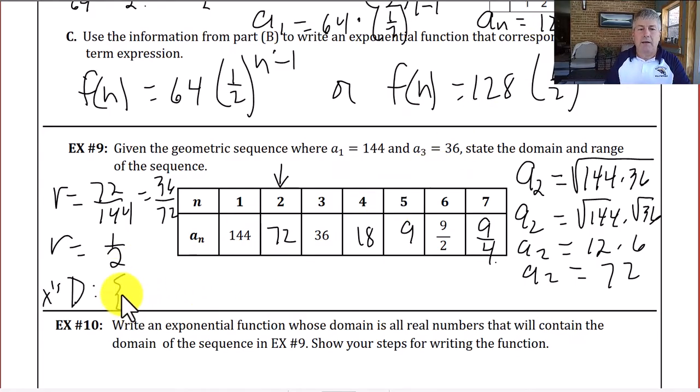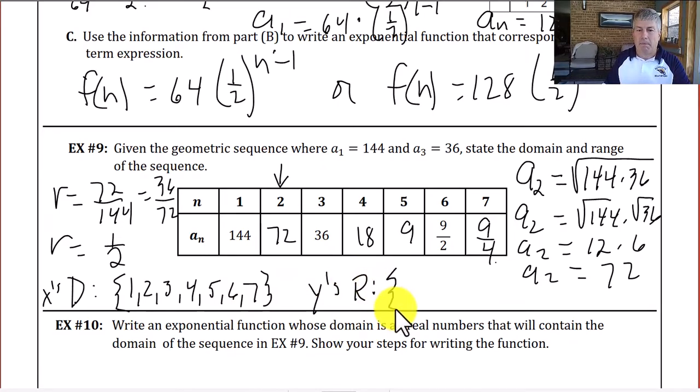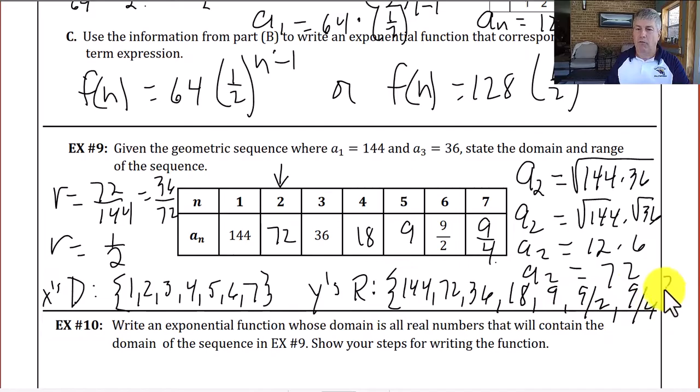So my domain is my x values. In this particular table, just 1, 2, 3, 4, 5, 6, and 7. And our y values are also our range, which is 144, 72, 36, 18, 9, 9 halves, and 9 fourths. I'm going to run out of space.